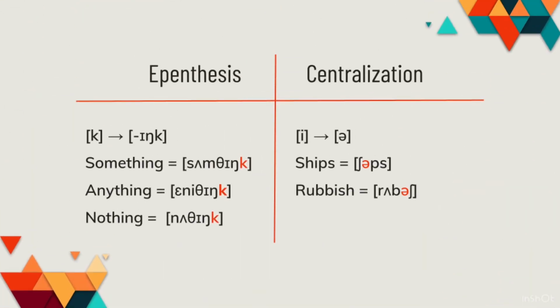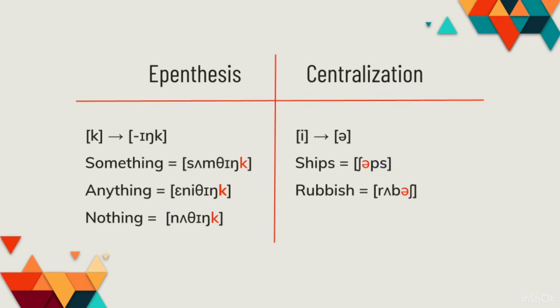Now, let's talk about phonotactic processes. I can say that there are two main processes related to this language. They are epenthesis and vowel centralization. So, you know that epenthesis is the insertion of an additional sound. In this situation, New Zealand English speakers sometimes pronounce the words something, anything, and nothing with an epenthetic final k. For example, they say somethingk, anythingk, and nothingk.